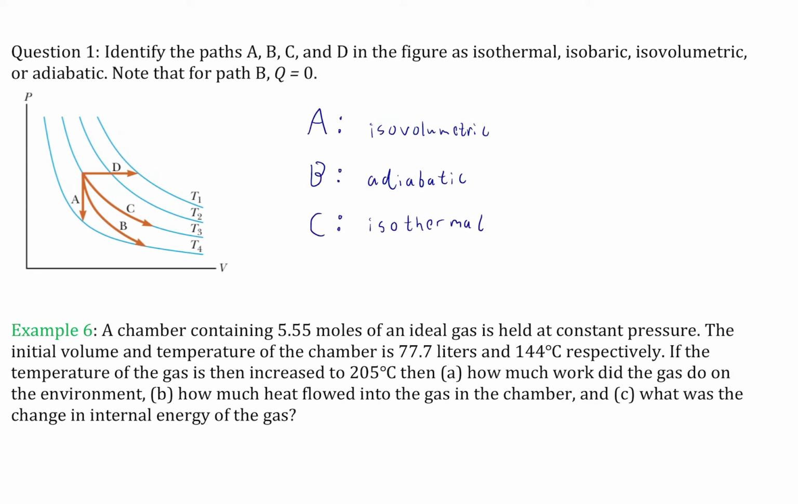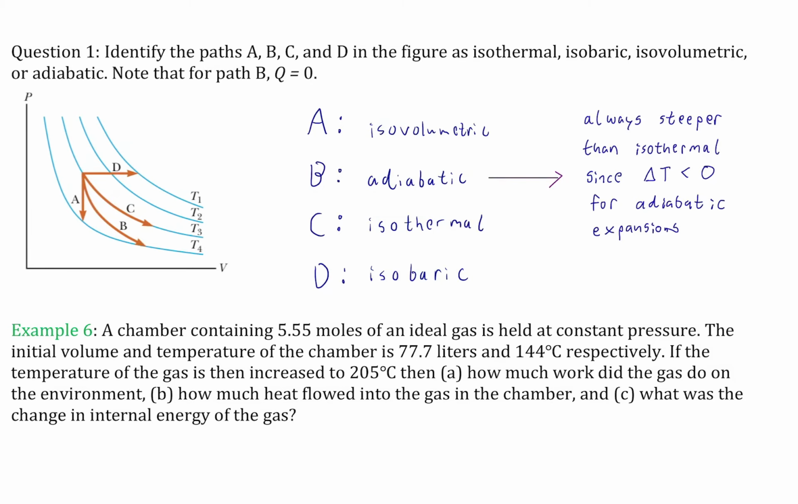And then we've got an isothermal process, which is C. We can tell that because it stays right along an isotherm, along one of the blue lines, which represent constant temperature, four of them shown as examples. And then D is isobaric because it remains at constant pressure, and it's a horizontal line.